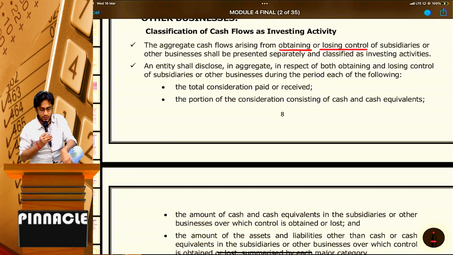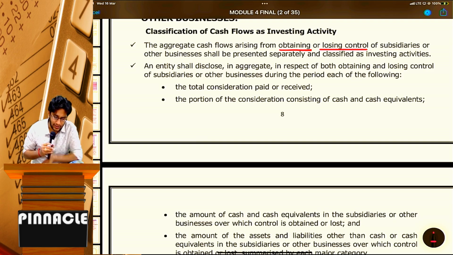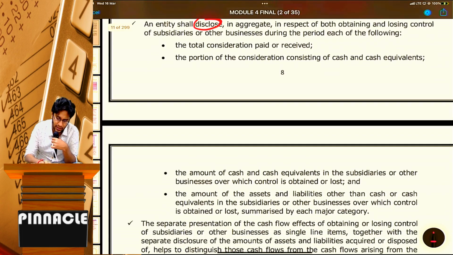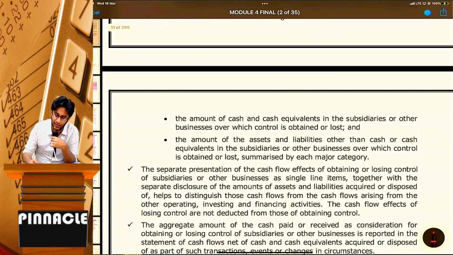And next page. Then you should disclose. It talks about disclosure in respect of both obtaining and losing control of subsidiaries or any other businesses during the period, each of the following. What all will you have to disclose? Total consideration paid or received, the portion of the consideration consisting of cash and cash equivalents, the amount of cash and cash equivalents in the subsidiaries or other businesses over which control is obtained or lost.